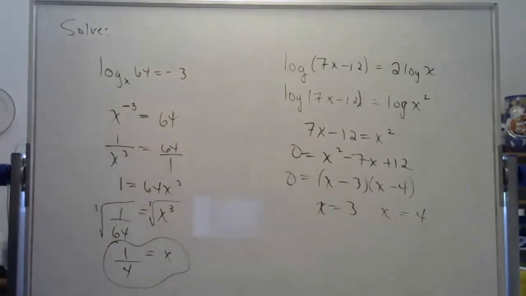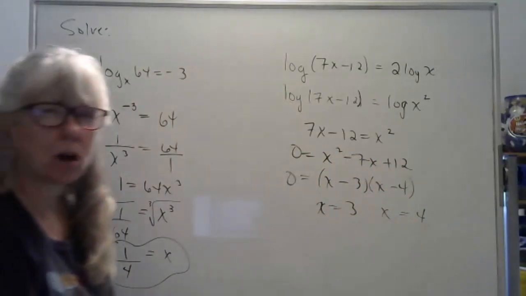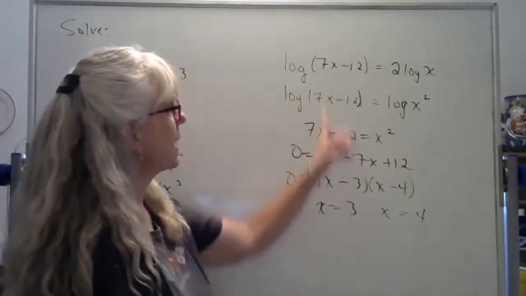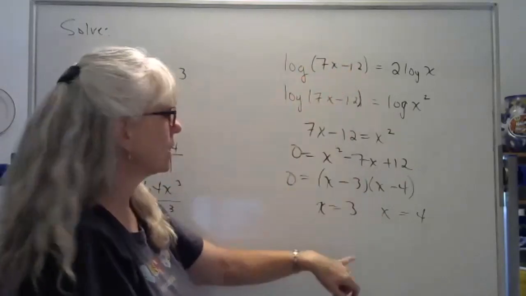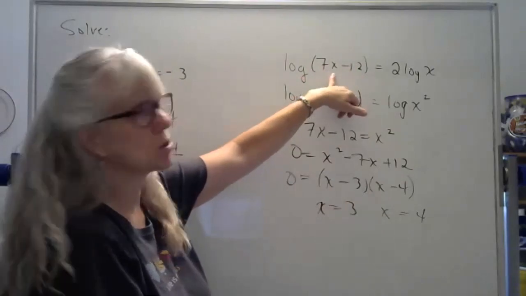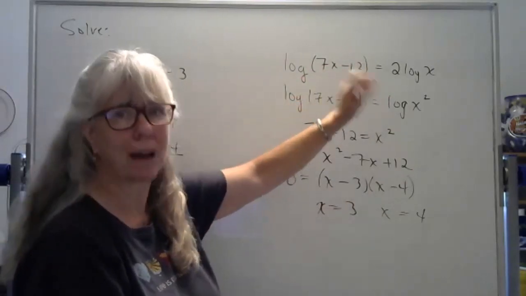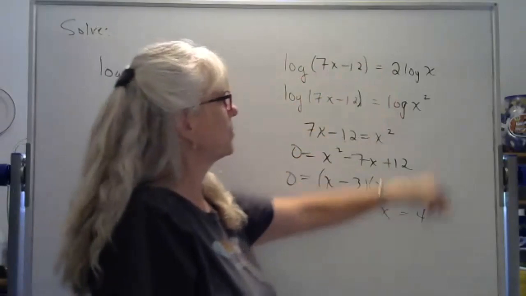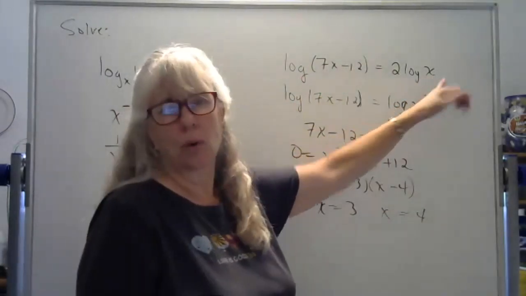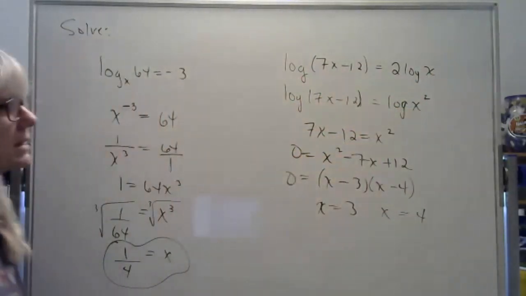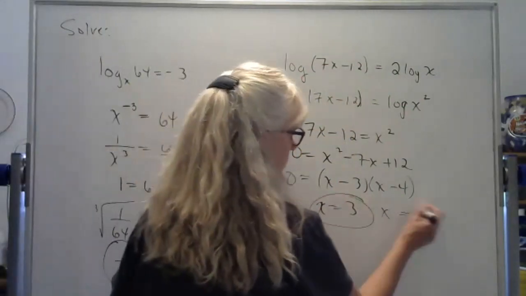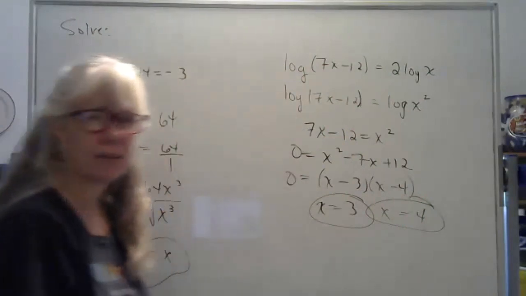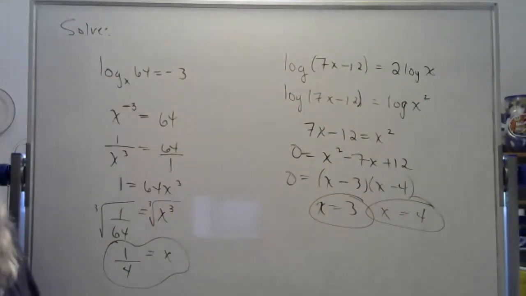And then don't forget, you do need to check these because they're logarithms. So I'm going to plug each of these back in to make sure I get a log, take a log of a positive quantity. So if I plug 3 in, 7 times 3 is 21. 21 minus 12 is positive. If I plug 4 in, I'm taking the log of 4, which is still positive. So everything works out fantastic. You get 2 answers, which is a little unusual, but again, you cannot take the log of a negative, so that's what you're trying to avoid, is a log of a negative.